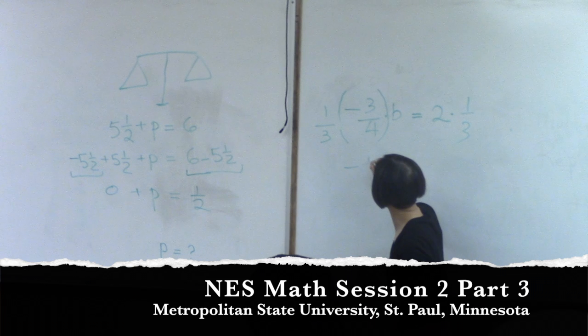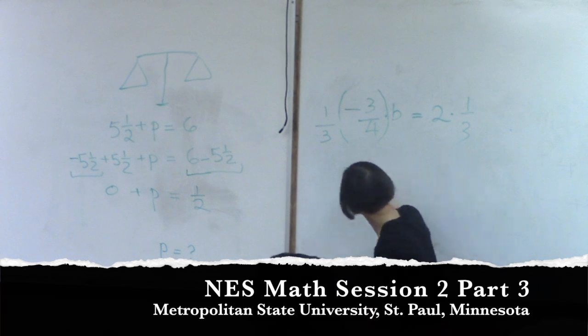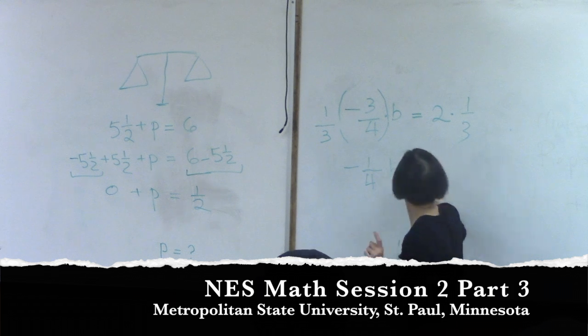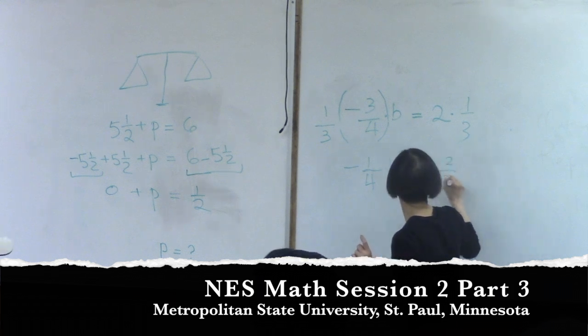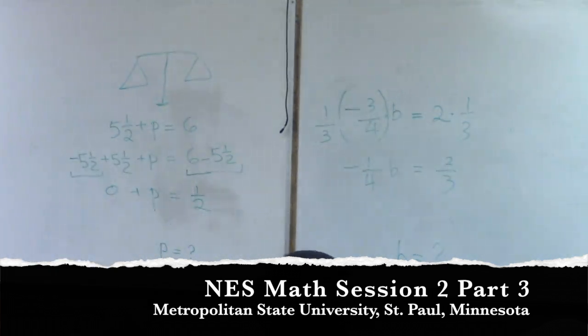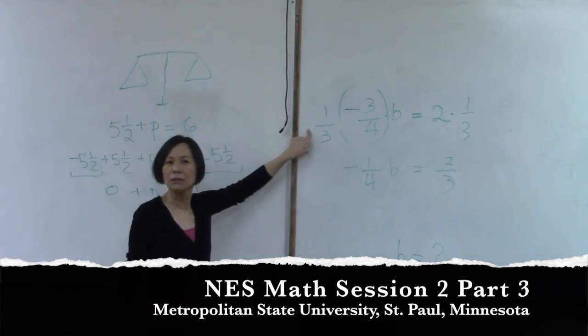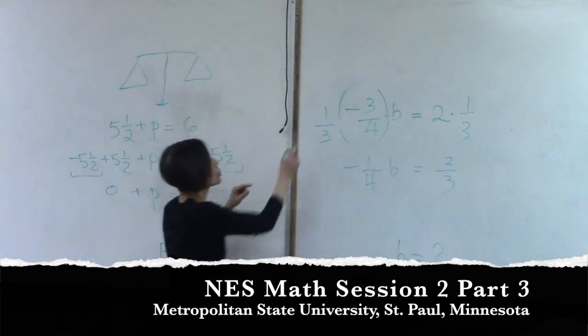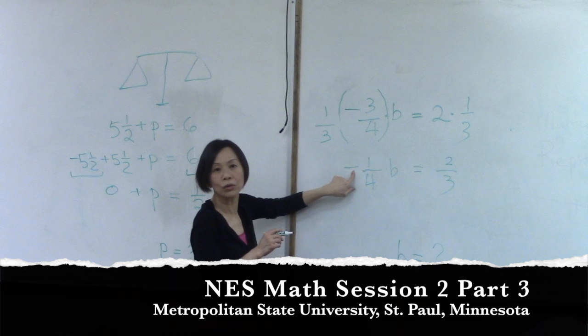I have negative 1/4 b equals to 2/3. Let me stop right there first. Does everybody see that? I'm going to get rid of it one step at a time. If it is a multiply, I'm going to divide so that it's a 1. Okay, I have a negative 3. Now, I could also have done negative 1/3, but it doesn't matter. Eventually, you'll get it. You could also say negative 1/3, then your negative goes away.